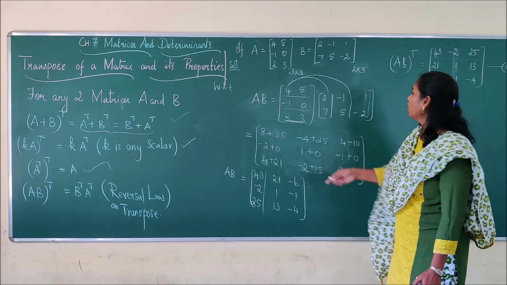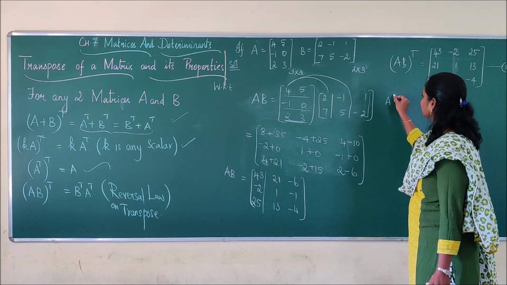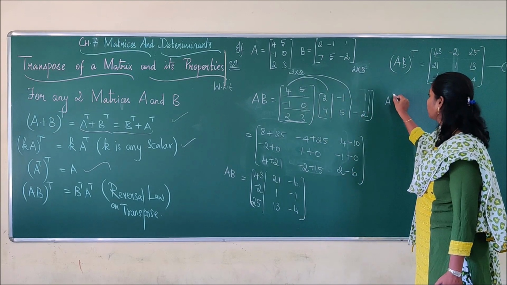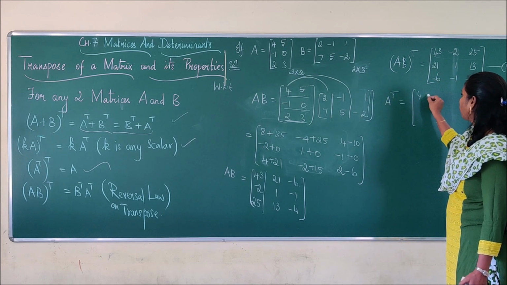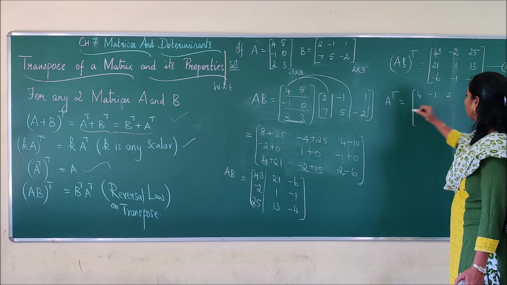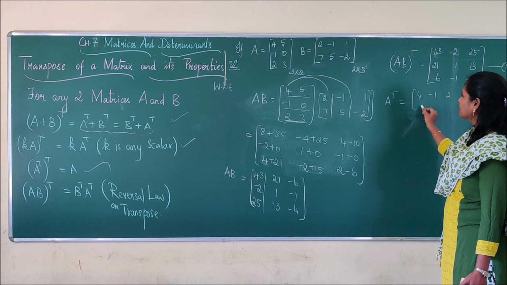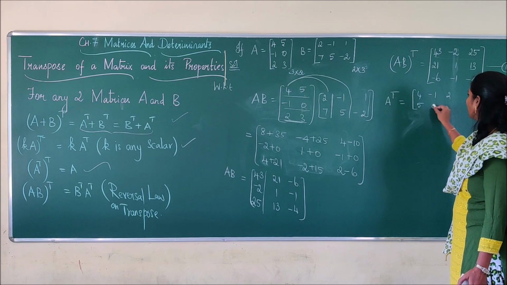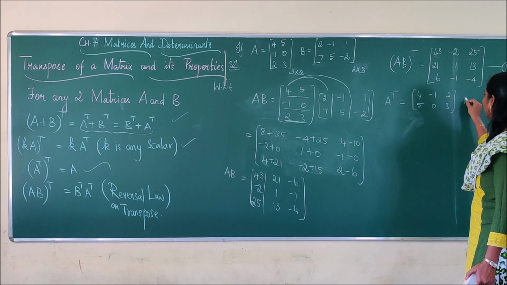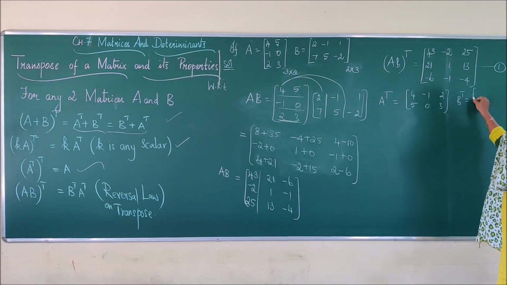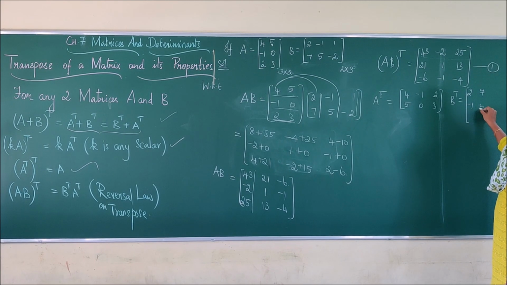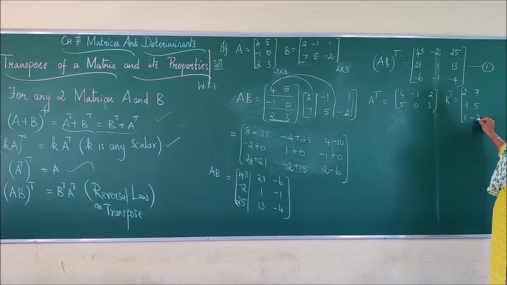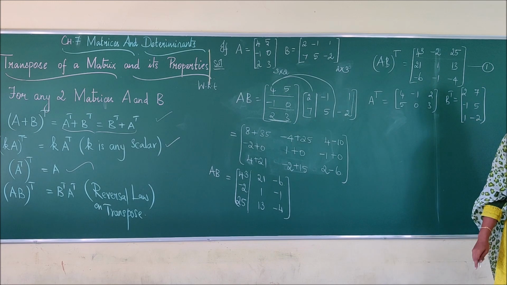Next what we are going to find is B transpose into A transpose. So I have A here. What is my A? A is 4, 5. So I am going to find A transpose. And the A transpose is nothing but 4 minus 1, 2. And next is 5, 0, 3. And what is my B transpose? B transpose is 2, 7, minus 1, 5, 1 minus 2. So this is my B transpose.